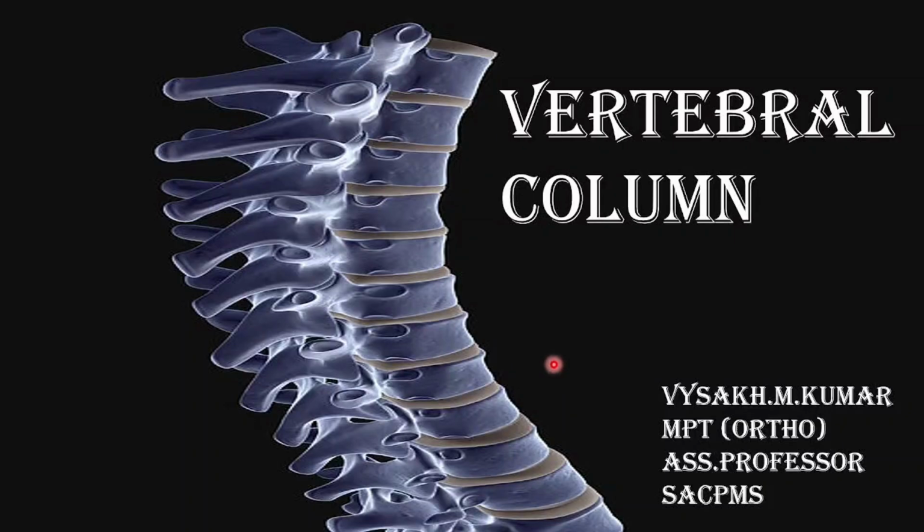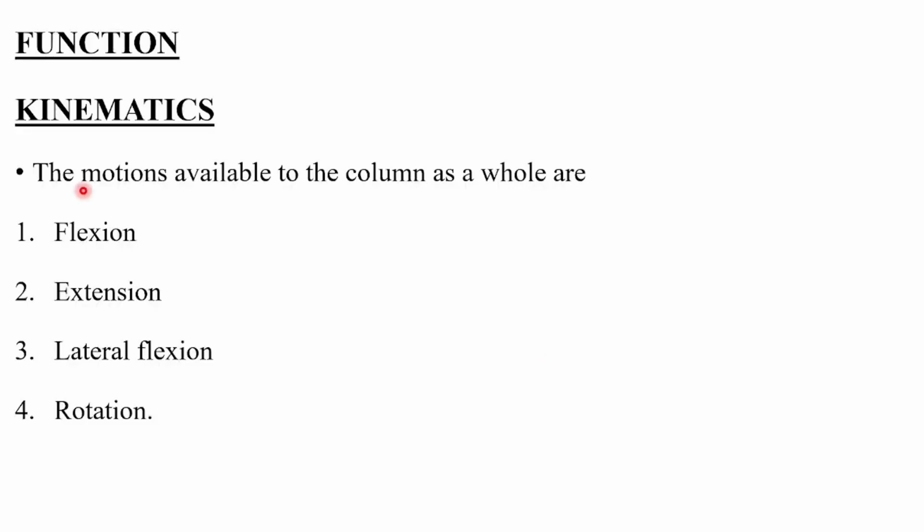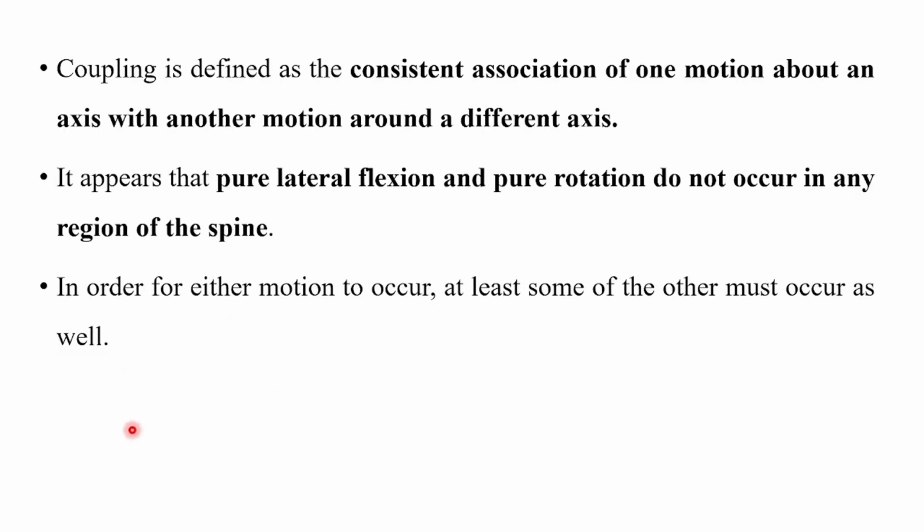In this video, we will be discussing the kinetics and kinematics of the vertebral column. So first is the kinematics. Kinematics, as you know, describes the motions that occur in particular joints, and kinetics is about the forces that act on those motions. Coming to the kinematics, the motions available to the vertebral column as a whole are flexion, extension, lateral flexion, and rotation. Before going to the kinematics, we need to discuss something known as coupling.